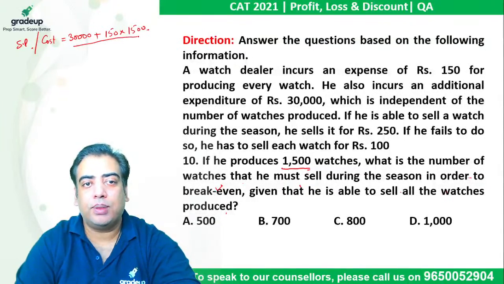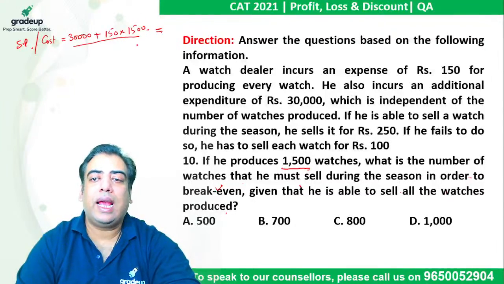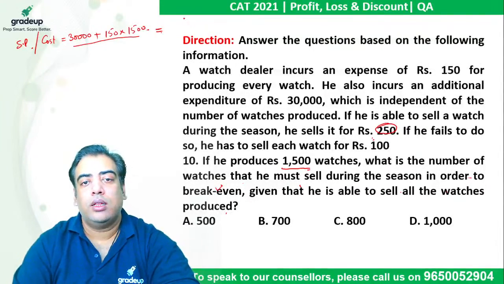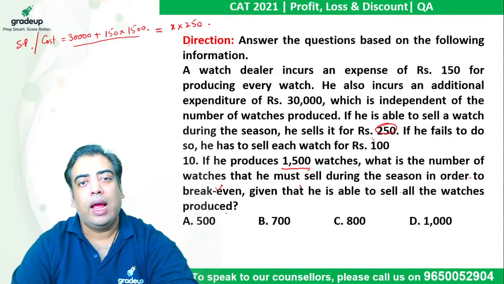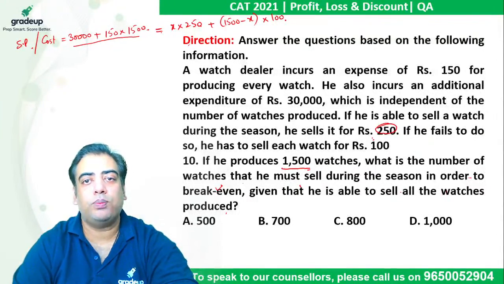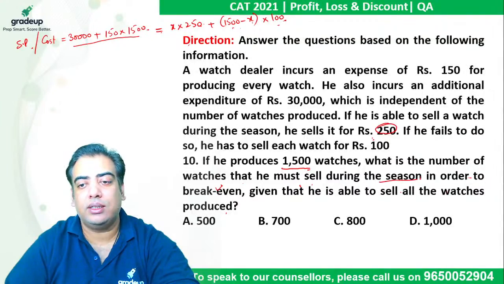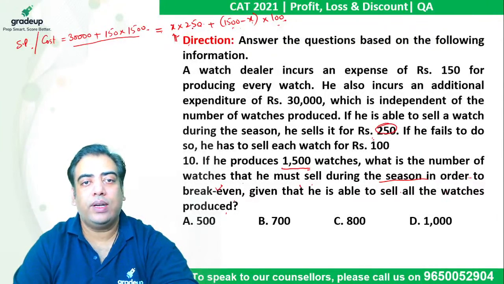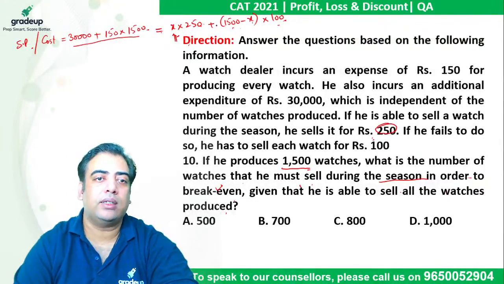So this selling price must be equivalent to, if you have sold X watches at the rate of 250, then the total revenue incurred will be X into 250, and the remaining 1500 minus X watches must be sold at rupee 100. So that will be 1500 minus X into 100, and the two values must be equal. He is asking what is the number of watches he must sell during the season in order to break even. So we have to find the value of X in this case. So it will enable me to find the value of X. So let's open the brackets and simplify.